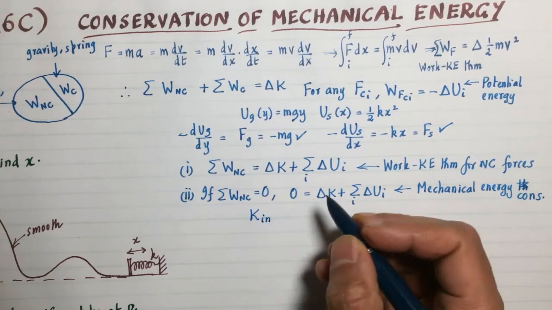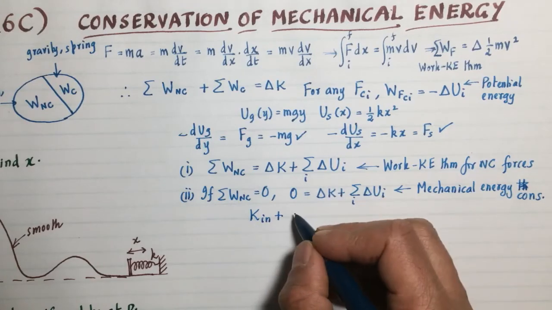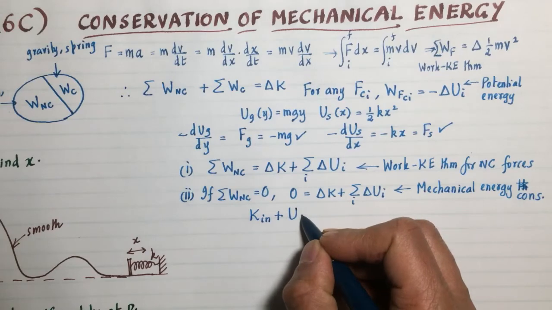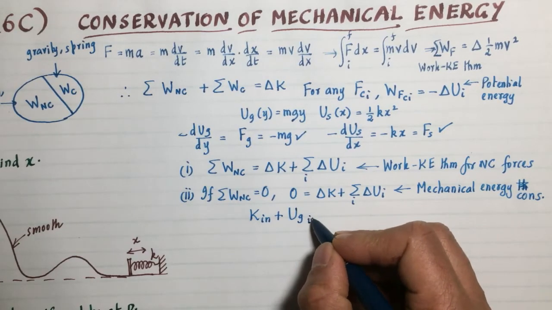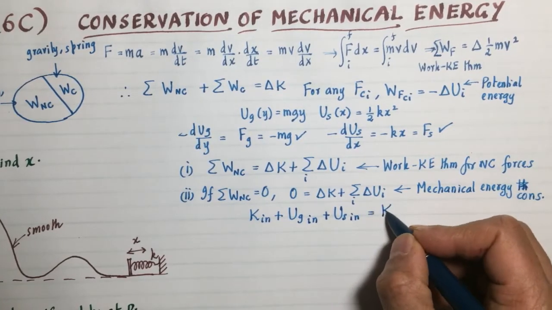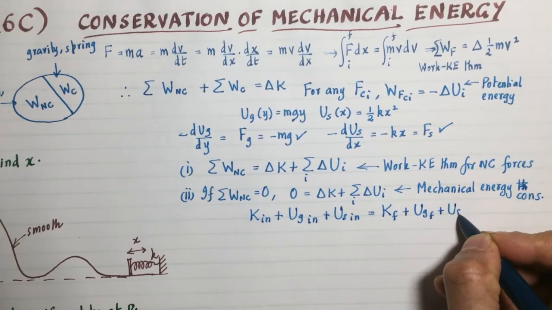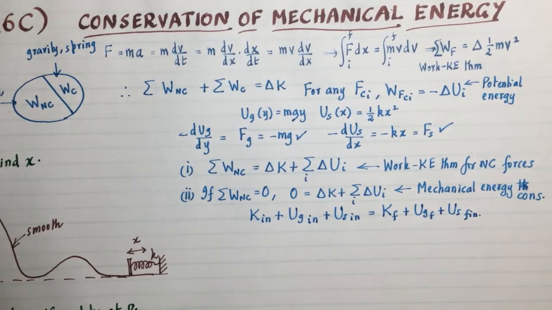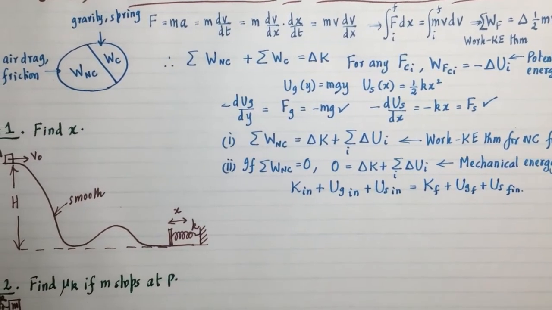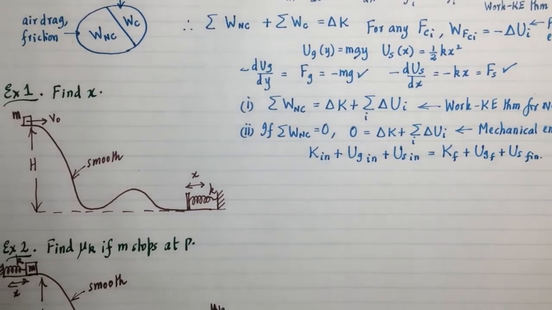Now, by the way, since change is final minus initial, I can also write this as K initial plus the sum of all these things. Usually in our problems, we have just spring and gravity, so I might as well break it down into those two things: U_G initial plus U spring initial is equal to K final plus U_G final plus U spring final. So that's an easy way to remember and write. And your formula sheet has all these things. Let's apply it to these two examples here.